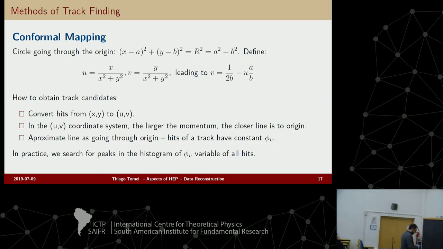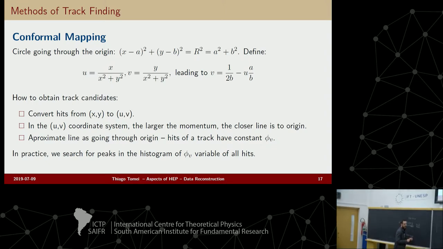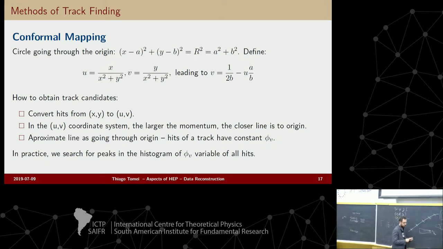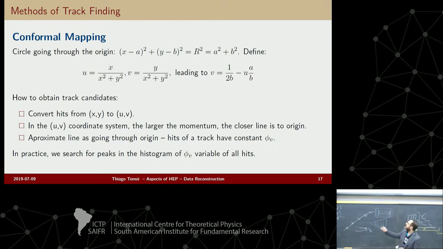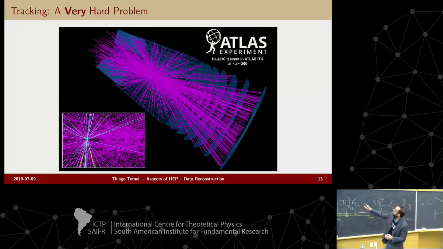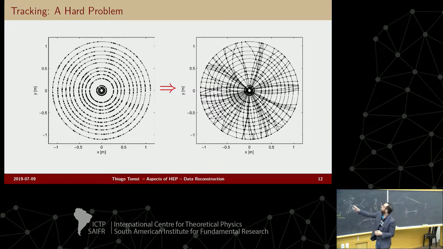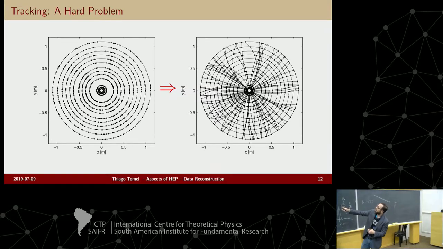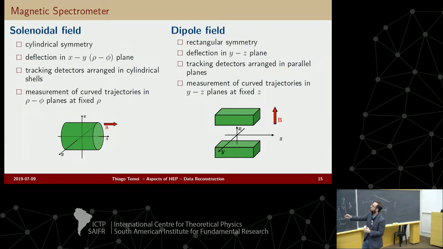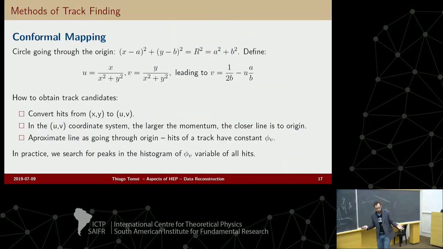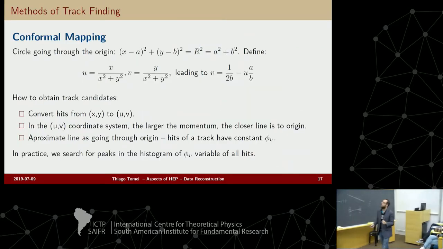Now, how do you actually find the tracks? To be more specific, let's go back here a second. We are not in this part yet. We are here. How do you find which dots to connect? Then finding out how they connect, doing the fit, is something else. But how do you find which dots to connect? There are many ways to do it. I'm going to show you some of them.